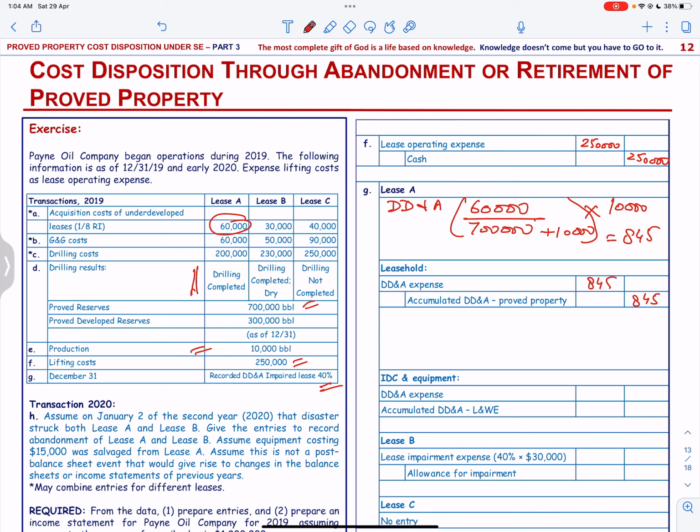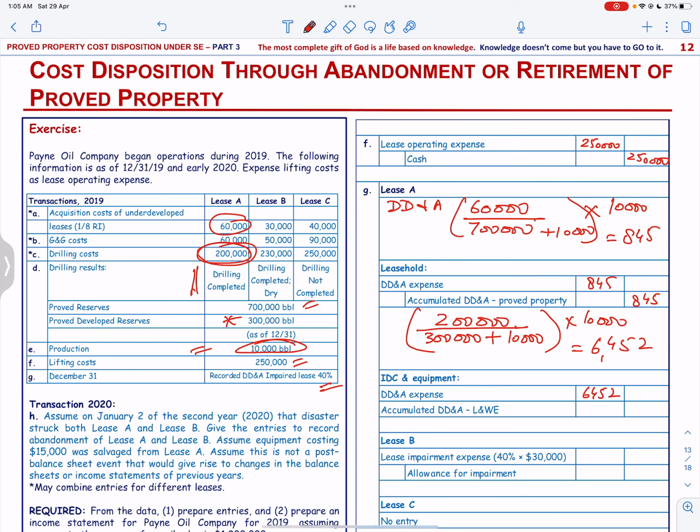Now for the wells, the equipment cost was 200,000 divided by the proved developed reserves of 300,000, and because this is at the end of the year, we add the production, that is 10,000 barrels. This is equal to 6,452. So the DD&A expense in the case of equipment is going to be 6,452, and accumulated DD&A is credit, not debit, 6,452.